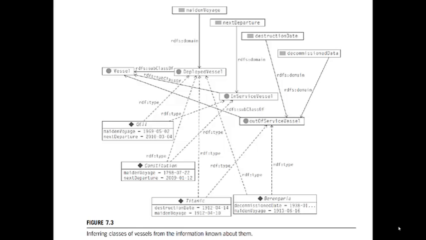These are domains being imposed on the vessel. Okay, so here's the actual data on the individual vessels, and we can see these are mostly types. They're a member of the class deployed vessel, or they're a member of the class out-of-service vessel. And as you can see, the Titanic is both a deployed vessel and an out-of-service vessel. It was never decommissioned. Obviously, it's at the bottom of the ocean. Okay, so once you've got these graphs, then you can make your inferences across them.